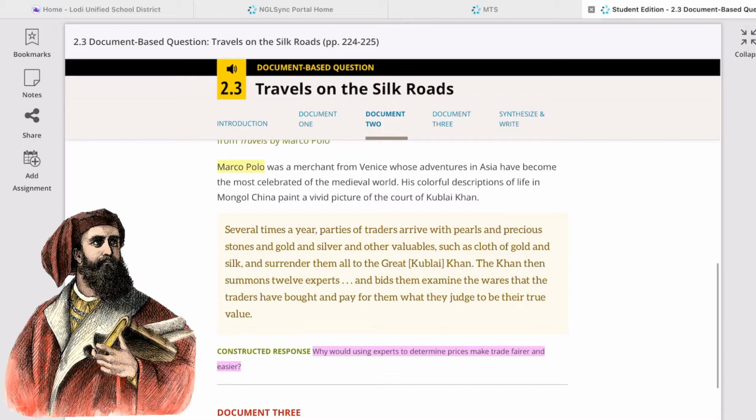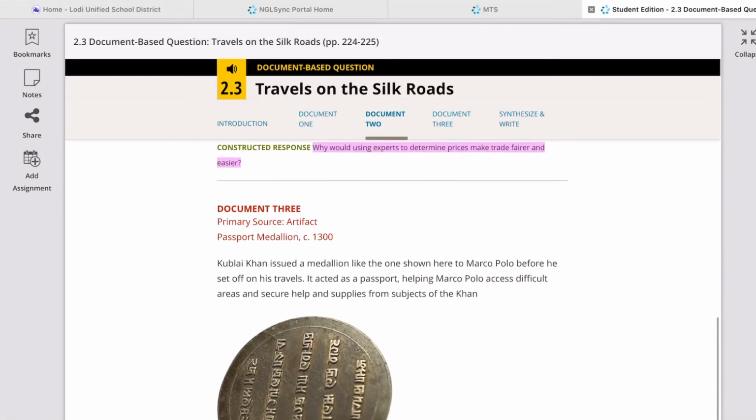Several times a year, parties of traders arrive with pearls and precious stones and gold and silver and other valuables such as cloth of gold and silk, and surrender them all to the great Kublai Khan. The Khan then summons 12 experts and bids them examine the wares that the traders have brought and pay for them what they judge to be their true value, their fair value. Now, the question is, why would using experts to determine prices make trade fairer and easier? Or why do they need experts?